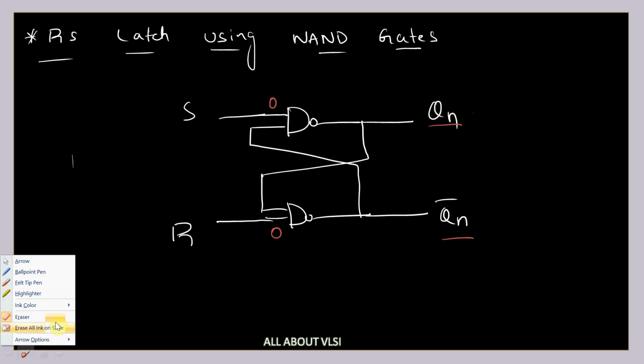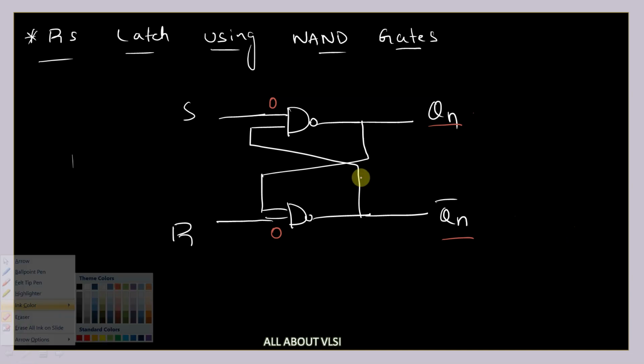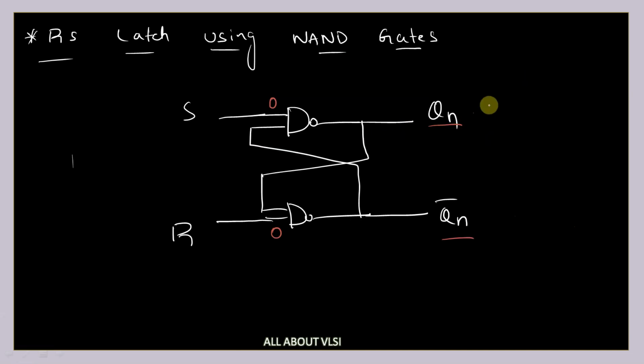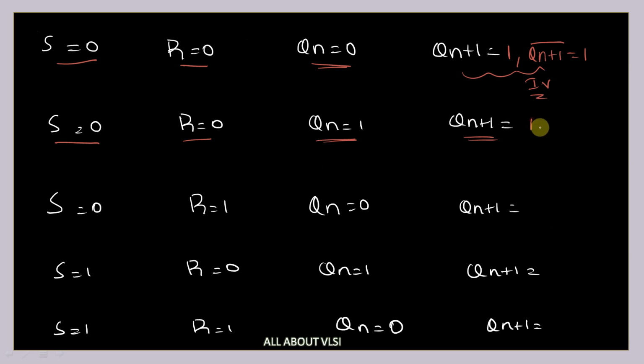So let me erase this. What is the initial value of Qn? Initial value of Qn is equal to 1. And what is the initial value of Qn bar? It is equal to 0. So this 0 will be transferred over here. That means your NAND gate output is still 1 itself. And this 1 will be transferred over here and still it is 1 itself. So again you are getting 1 and 1. So this is again invalid. Qn plus 1 bar is equal to 1. So this whole case is invalid. So whenever your S is equal to 0 and R is equal to 0, it is an invalid case.